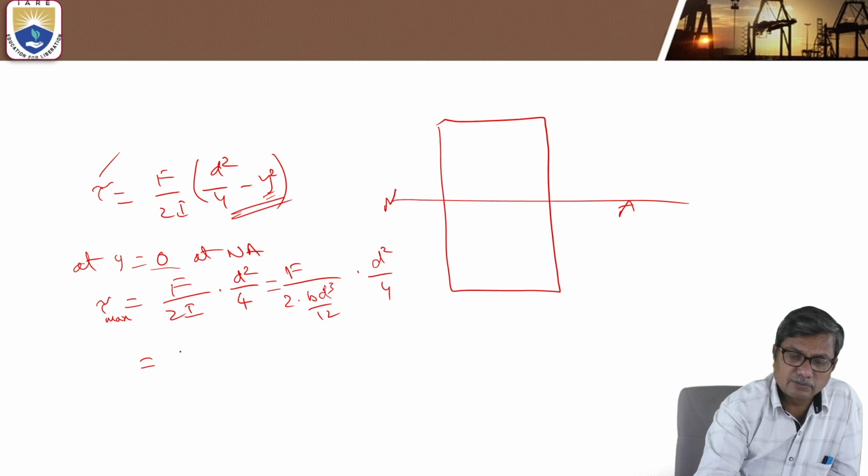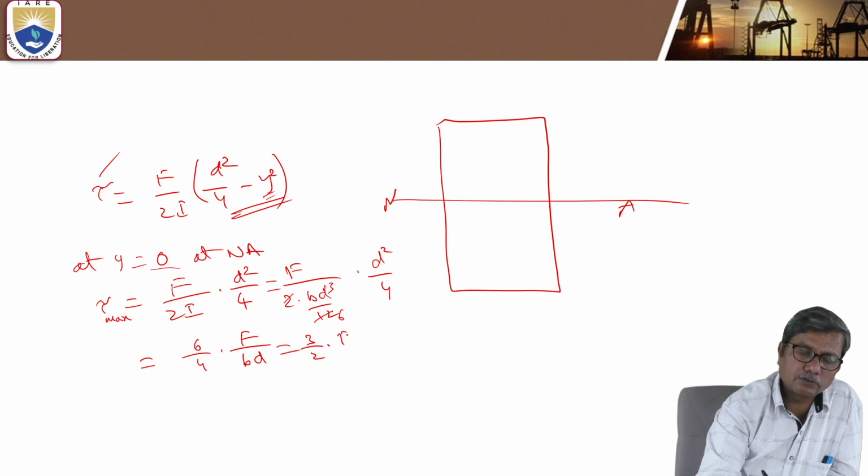So by simplifying this, you will have 6 by 4 into F by bd, or 3 by 2 into F by bd. This is tau maximum.